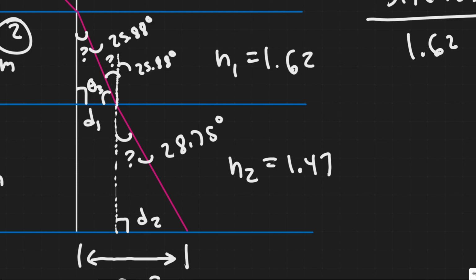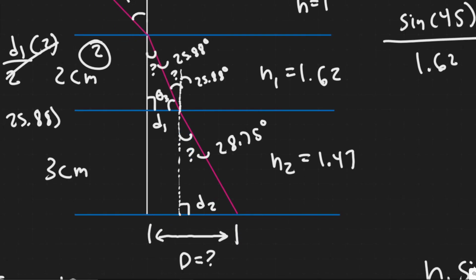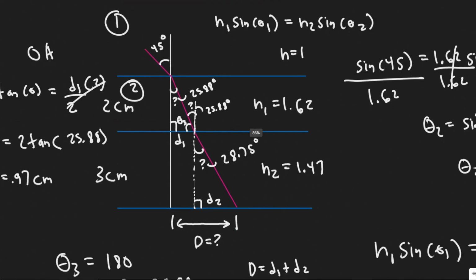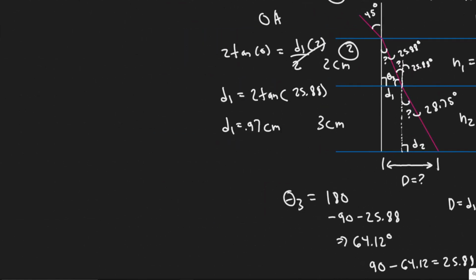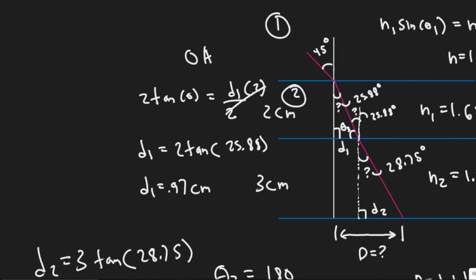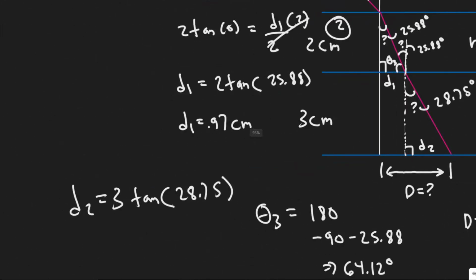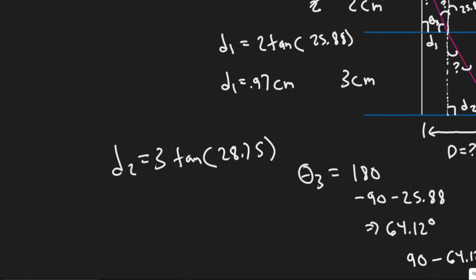Cool. So this right here is 28.75 degrees. And then once again, to solve for D2, it's just going to be a matter of using trig. Since we know what this side of the triangle is, we can use tangent. So D2 is going to be equal to, you're just copying this formula again, 3 times the tangent of 28.75. Because the tangent equals the opposite, D2, over the adjacent. And then you just multiply both sides by 3. And that'll give you this. So let's see what this is. 3 times the tangent of 28.75.